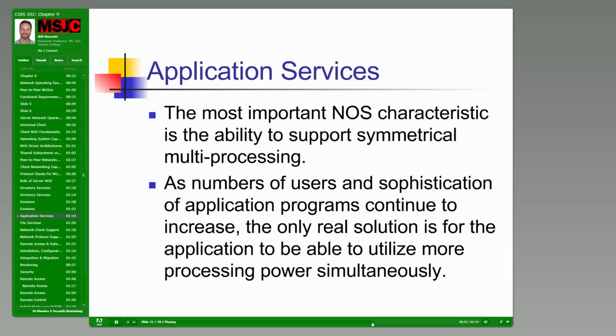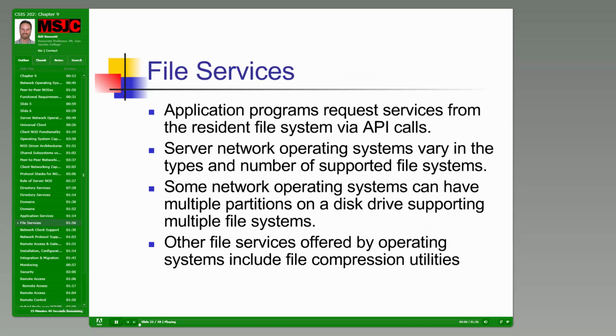So also the users and their sophistication of the applications are growing, and so the only real solution is to be able to utilize more processing power. Again, it's just a matter of the ability to add CPUs or use CPUs that have multiple cores, and then if you add hyperthreading in there, then every time you have hyperthreading, you're doubling the number of cores that are already in the CPU.